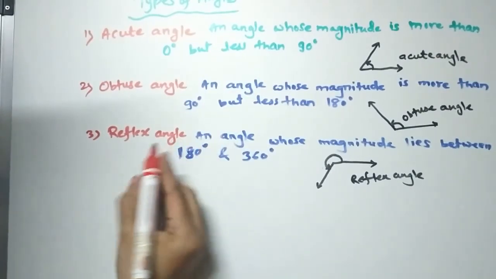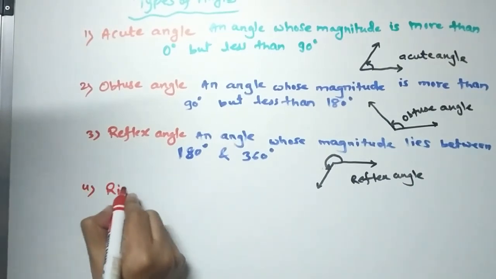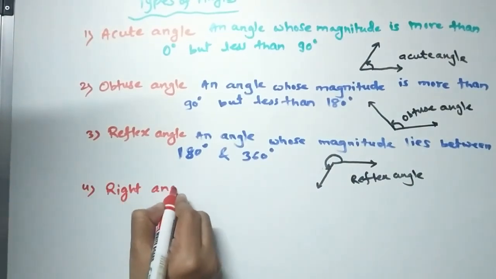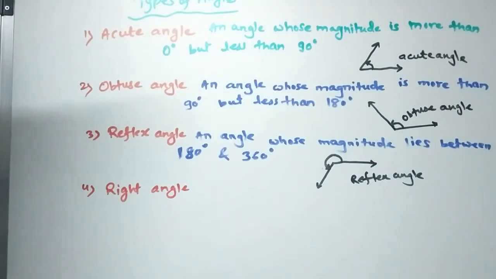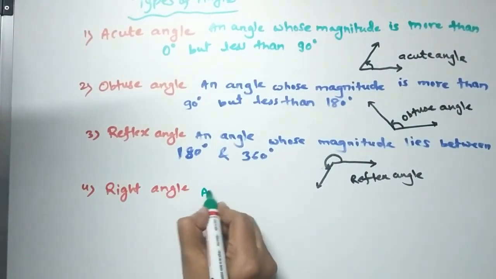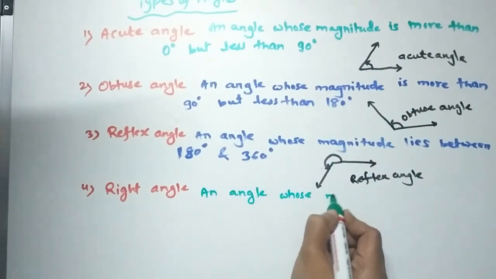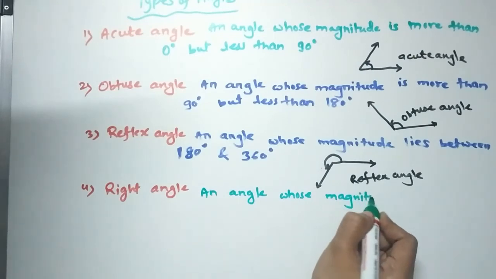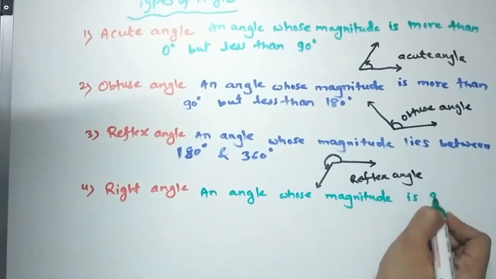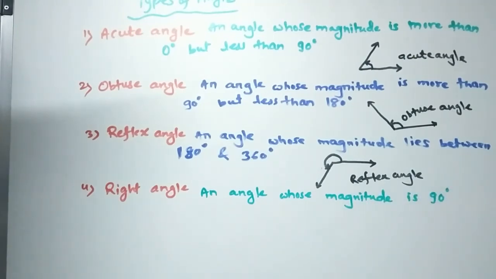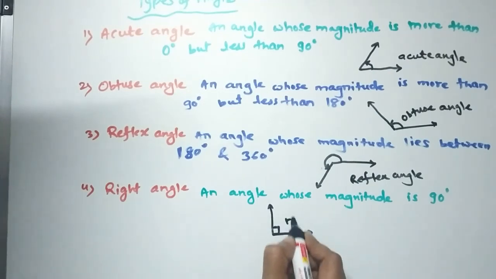So friends, next is the right angle. You can say that an angle whose magnitude is 90 degree, such an angle you can call a right angle. So you can see here, a right angle is going to be like this, exact 90 degree. You can denote it like this. It is a right angle.